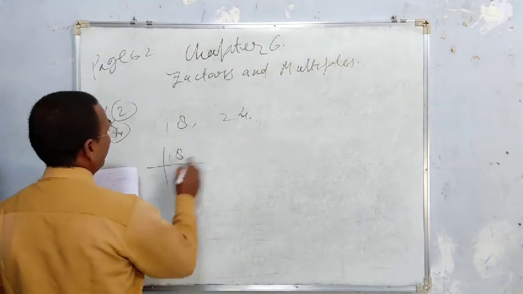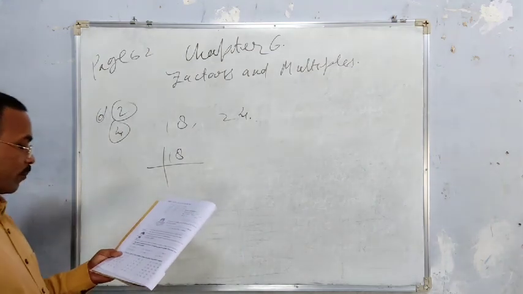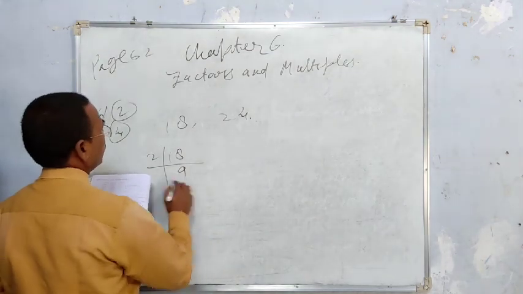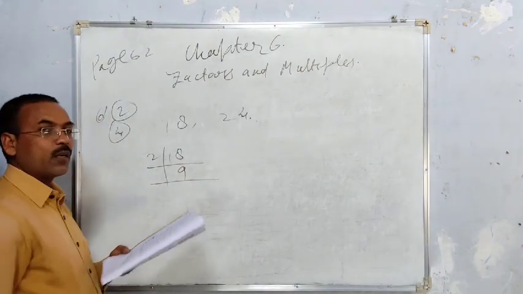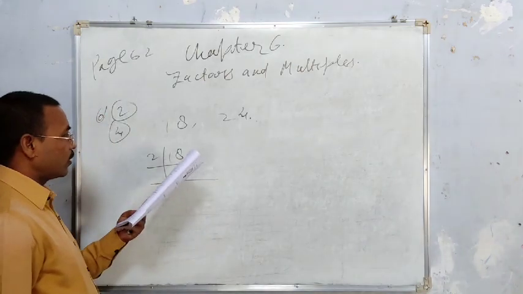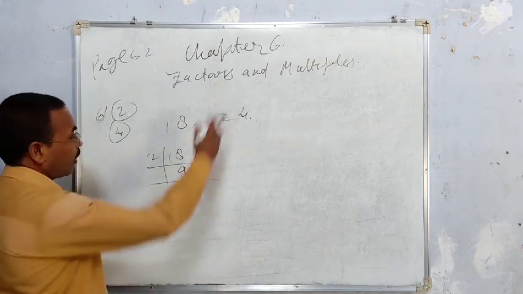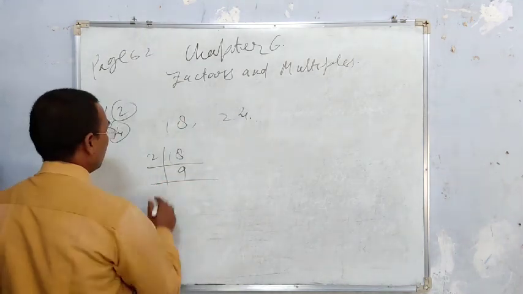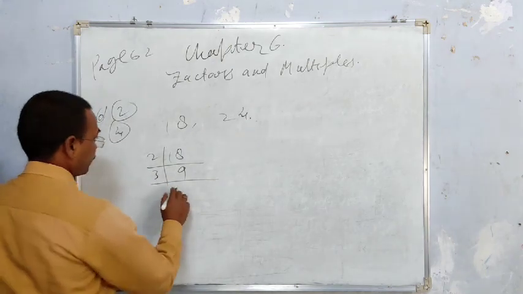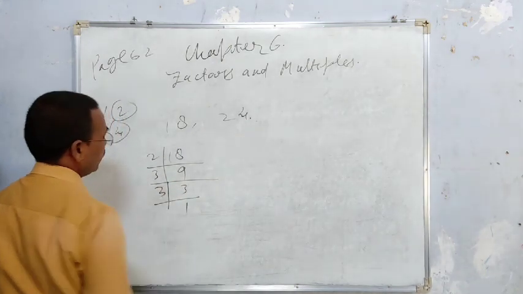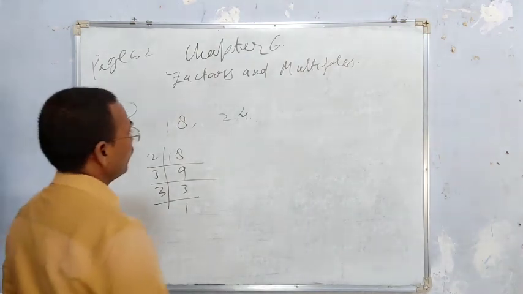Prime factorization of 18. You know that 18 divided by 2 is 9, and 9 is a composite number. 9 should be divided by 3 because 9 is a composite number. If divided by 9, it will not be prime factorization. So 9 should be divided by 3. 3 3s are 9. And 3 divided by 3 only.